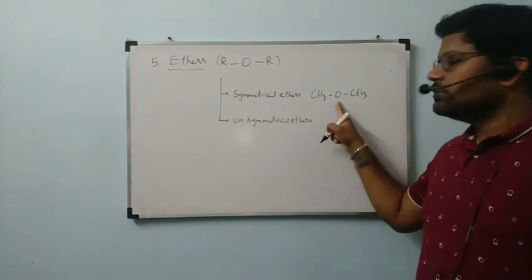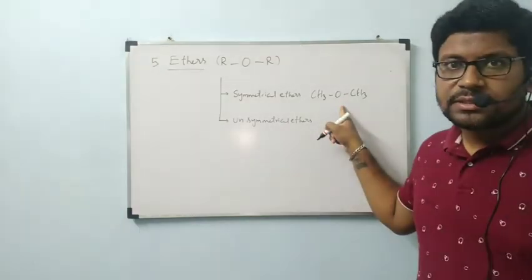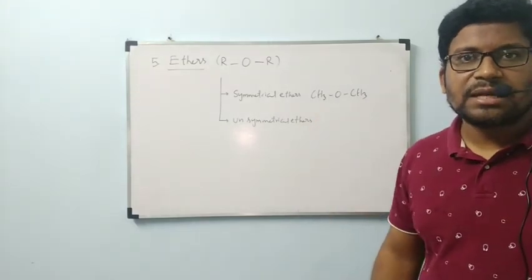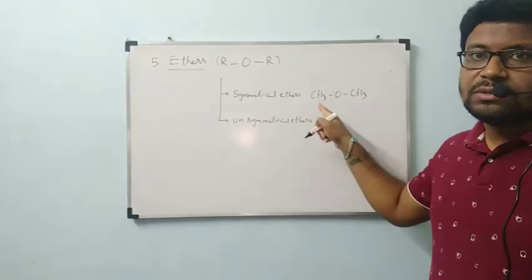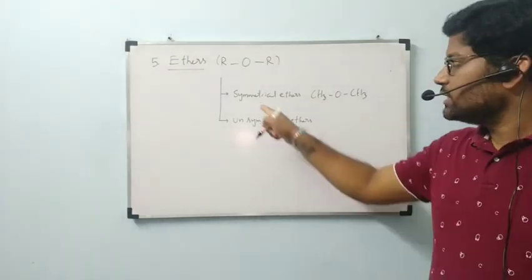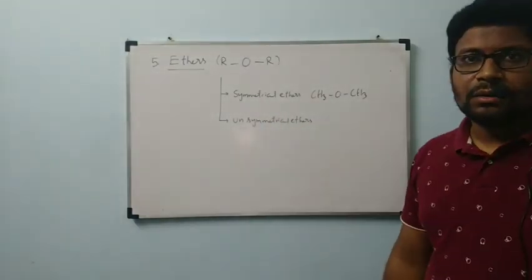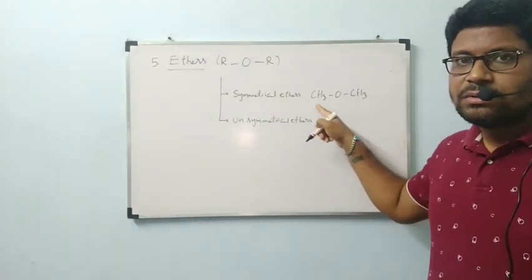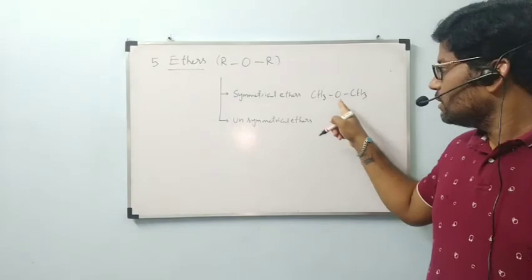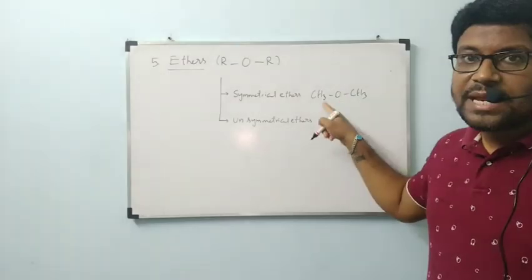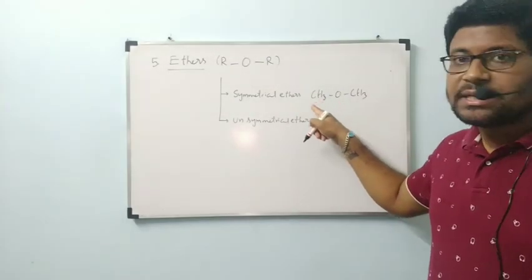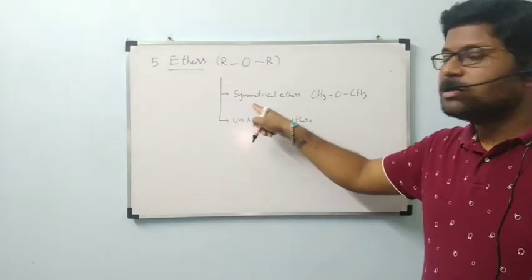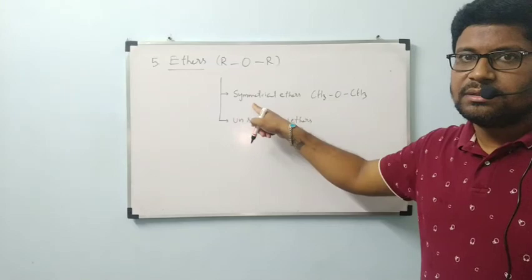Oxygen is bonded to two alkyl groups which contain the same number of carbons, or the same alkyl groups. Oxygen is bonded to two same alkyl groups. That is called a symmetrical ether. In an ether, oxygen must be bonded to two carbons, left side and right side. If that oxygen is bonded to same alkyl groups, here a methyl group on the left side and a methyl group on the right side, then this type of ether is called a symmetrical ether.